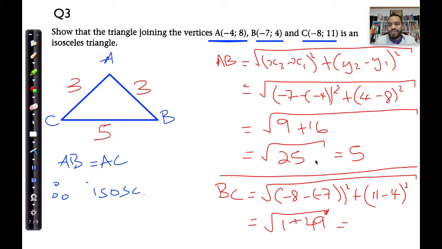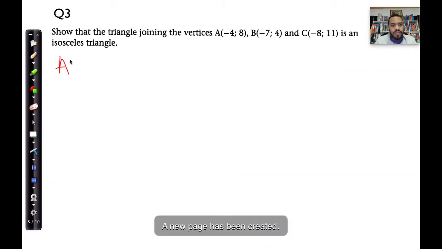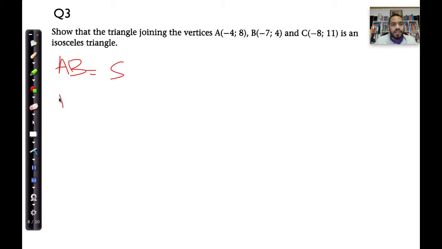Now clearly the square root of 25 is not the same as the square root of 50, and I'm not going to bother to further simplify that over there. In fact, this is actually 5 root 2. But let's stop there. AB is equal to 5, and BC is equal to root 50. And let's see what is in store for us from AC.